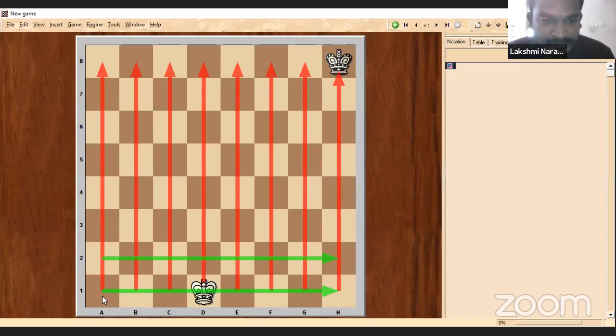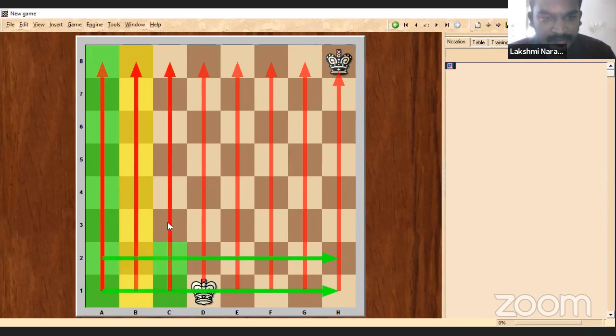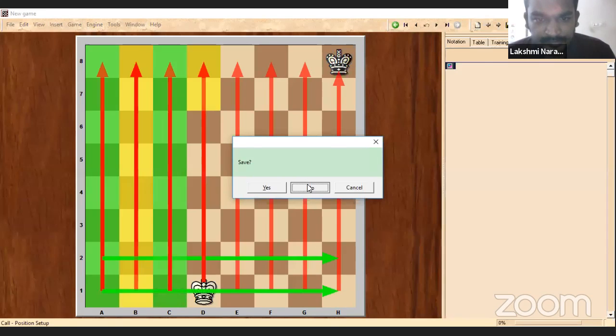Okay, so the vertical lines are this one, the A file. You can see this full row is A file, and this one is B file, and the next one is C file and E file. Likewise, we have till H file. Okay, so these are called as the files and rank. So I will just set the position. So you can see the board now.